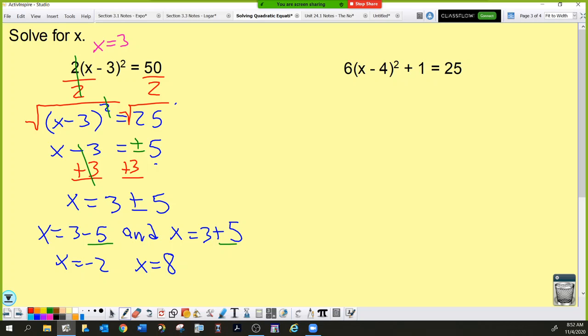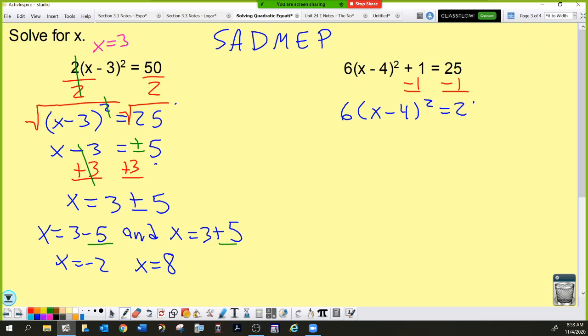This one. Let's see. I'm just gonna start calling on random victims. Hey, I'm already talking to Graydon. Graydon, what would you do first on this one? You would divide by 6. There we go. Subtract 1 from both sides. So we have 6, and then x minus 4 squared equals 24. Kevin, you're next. What would you do now? Divide by 6. Now we move on to DM. Now we divide by 6. So you're trying to peel the onion from the outside in. Peeling the onion.